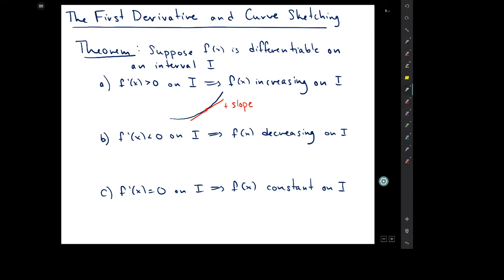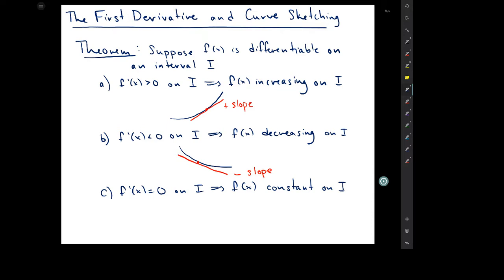Secondly, if my derivative is negative on an interval, that means that my function is decreasing. And I see that if I have a decreasing function and I consider its tangent line, I have a negative slope. And then we see, thirdly, that if a derivative is 0 on an interval, then you know that your function must be constant on that interval.